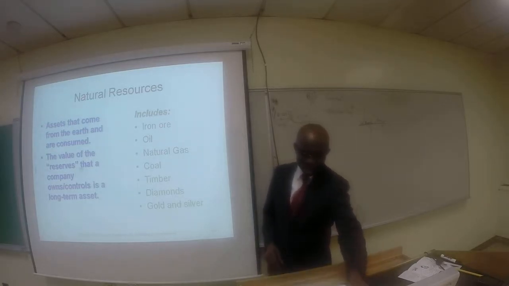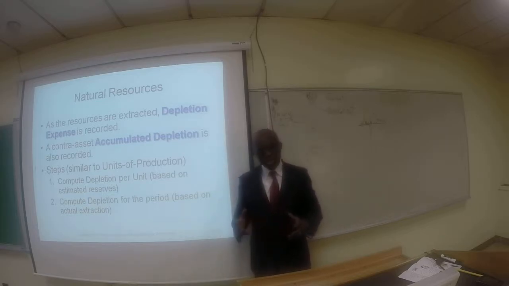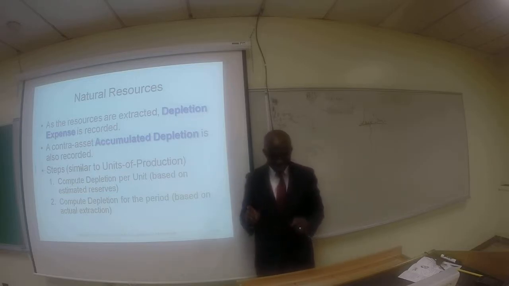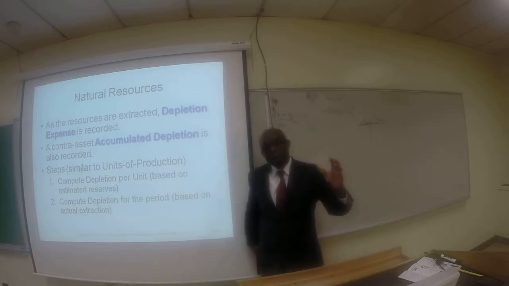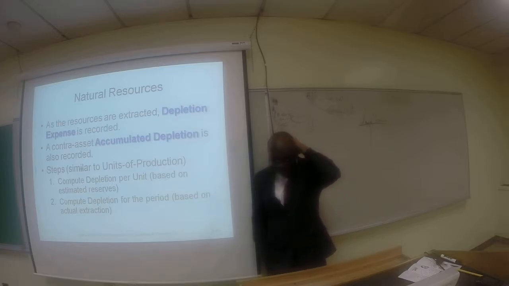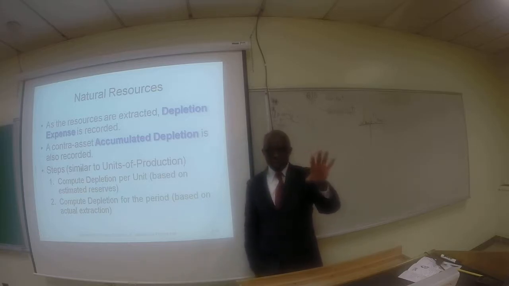So the issue here is, how do we account for natural resources? They are usually extracted. Because of that, depletion expense is applicable. What do we mean by that? When we talk about plant assets, we said that plant assets have more than 1 year useful life, and the cost of a plant asset is allocated over its useful life. And we said that we compute depreciation expense using 3 different methods.